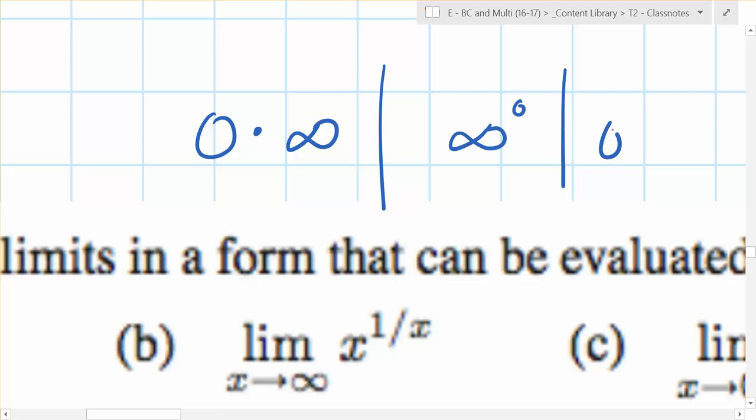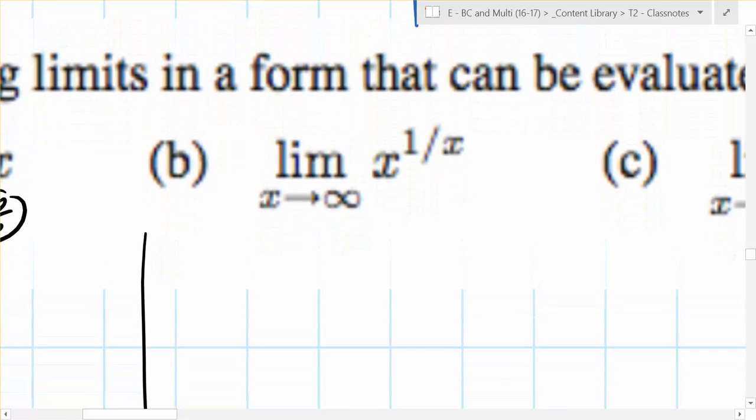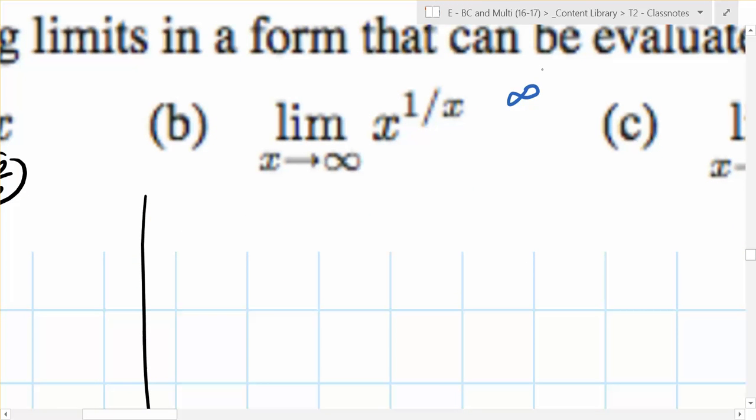What's the other one? 0 to the infinite power. It's getting infinitely small, and it's getting to the infinite power. I think it's going to 0. But what about this one right here? Which form is this? This is infinity to the 0. That is an indeterminate form we can play with.